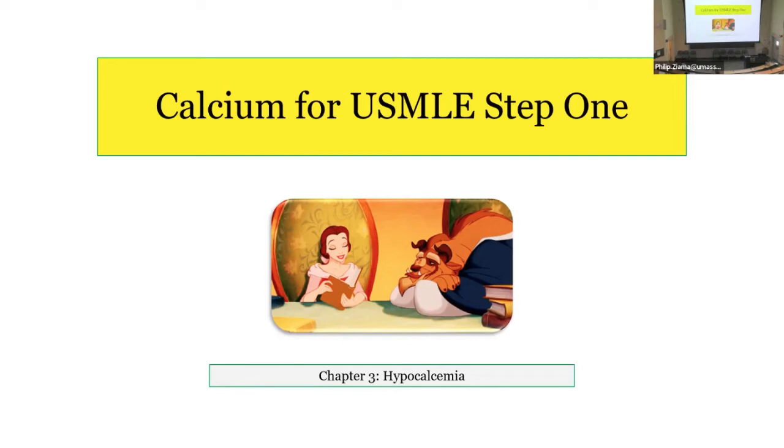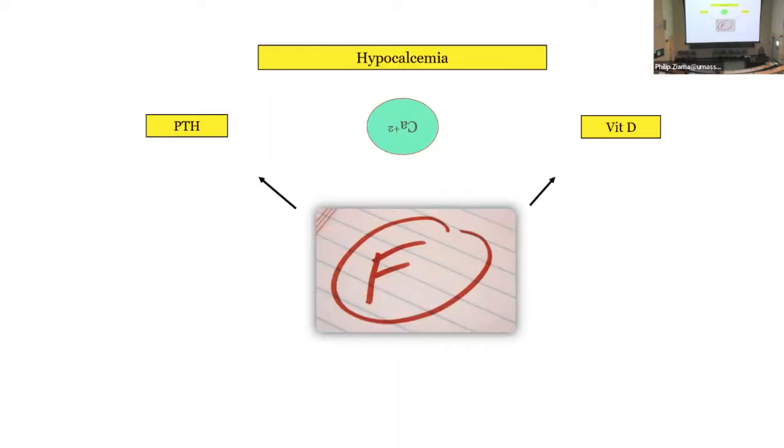All right, so that was hypercalcemia. Let's do hypocalcemia. And again, it's going to follow physiologically from what we just did. We talked about the regulators, PTH too much and vitamin D too much, causing hypercalcemia. So if we have failure, no PTH or no vitamin D, we're not going to have hypercalcemia, we're going to have hypocalcemia.